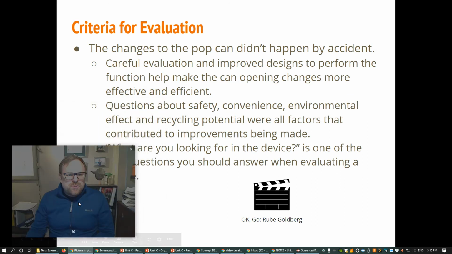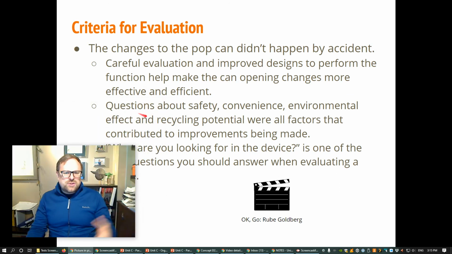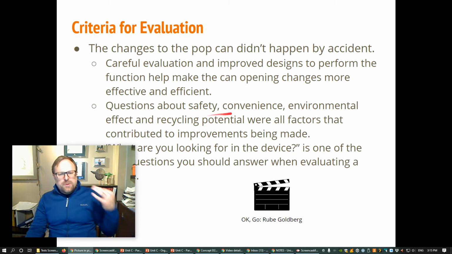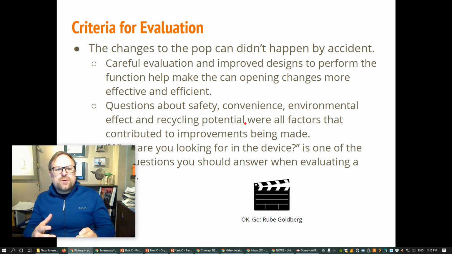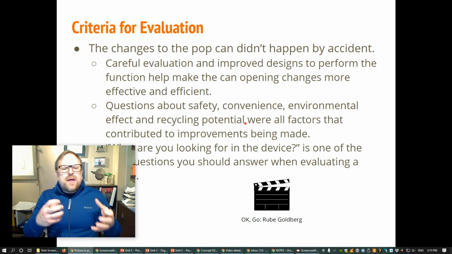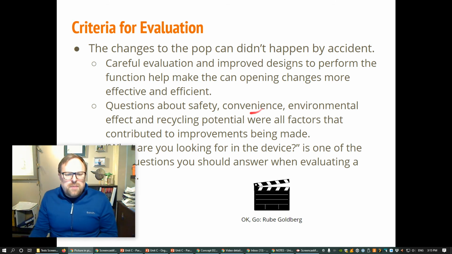Now, the changes to the pop can didn't happen by accident. Okay, this is what I just talked about. Careful evaluation and improved designs to perform the function helped make the can opening changes more efficient and effective. Questions about safety, convenience, environmental effect, and recycling potential were all factors or criteria that contributed to the improvements being made.